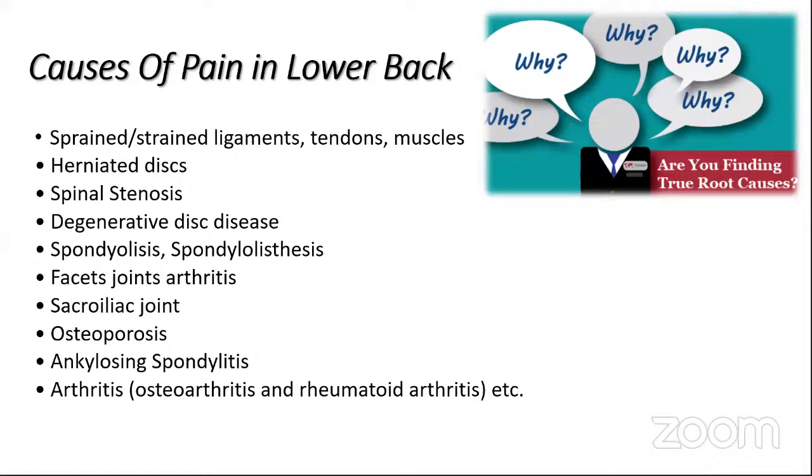Okay. So some of the specific causes of low back pain are as follows. The pain in specific conditions can occur due to sprained or strained ligaments, tendons, and muscles. Second reason may be herniated disc and spinal stenosis. Apart from that, if the patient has degenerative disc disease, then also he can feel this low back pain. Spondylosis and spondylolisthesis are also reasons for back pain. Then facet joint arthritis. Apart from that, if the patient is feeling sacroiliac joint pain, or if he has osteoporosis or ankylosing spondylitis, then also he can feel pain. And in some arthritic cases like osteoarthritis and rheumatoid arthritis, the patient may feel pain at his back.